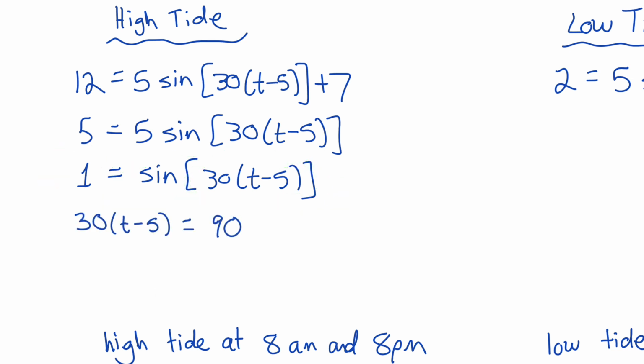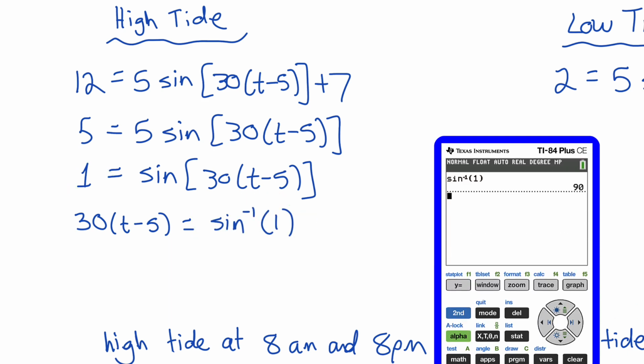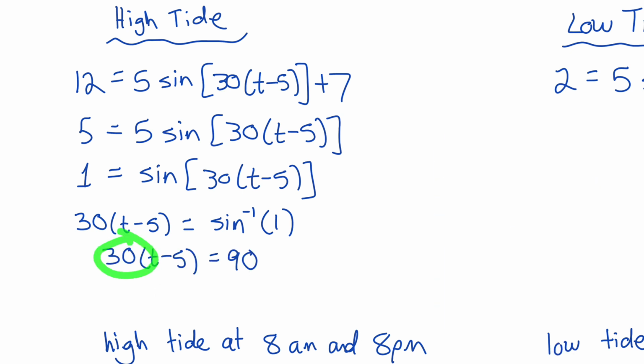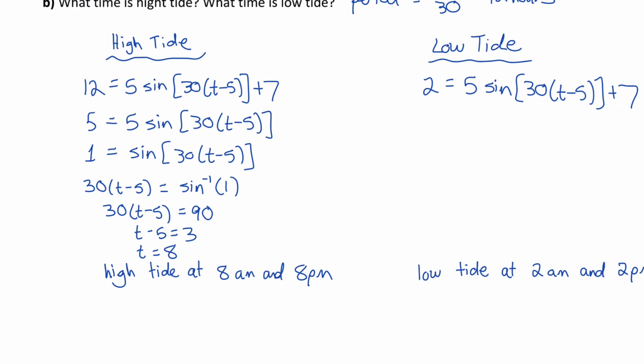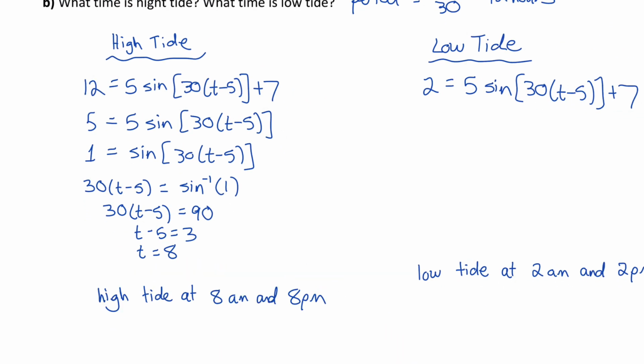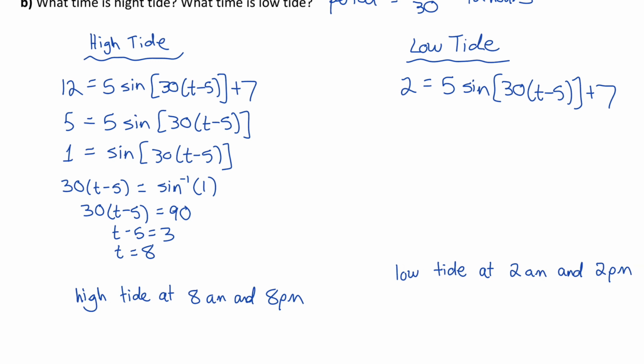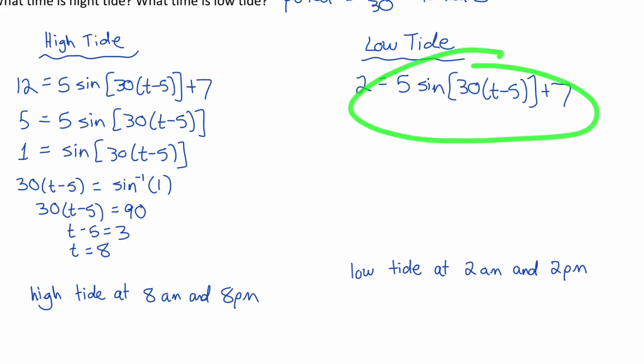If you didn't fully understand that unit circle explanation, you could also just say that this angle would be equal to the inverse sine of the ratio that it's equal to. And inverse sine of 1 is going to give you 90 if you ask your calculator. And then to isolate t, we would divide this 30 to the other side, and then add this 5. And you can see that we ended up getting a final answer of t equals 8, which matches this answer of 8 a.m., 8 hours after midnight. And then because the period of the function is 12 hours, there's also a high tide 12 hours later at 8 p.m. And then I can follow this same process for solving this equation.